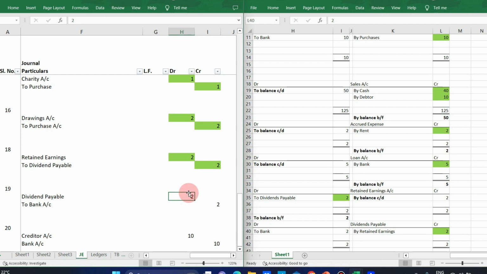19th one, dividend account got debited. Dividend is being paid here against bank account. So dividend will be debited and bank will be credited.